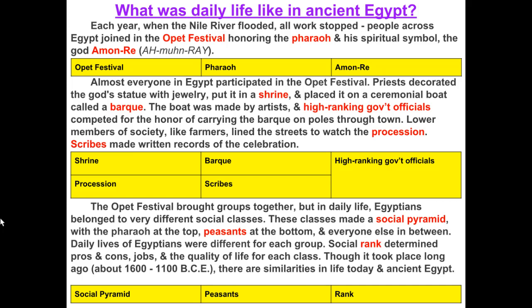Read this over to yourself. The red words are significant to the unit. On your notes, you have 5 of these red words highlighted. Using the context clues on this page, you're going to pause it to read it. I'd like you to define each of those 5 words. Again, they're Opet Festival, Amun-Re, Bark, Shrine, Procession.